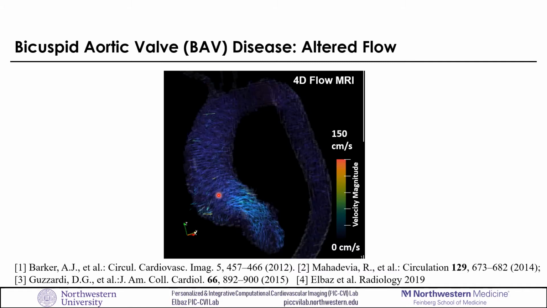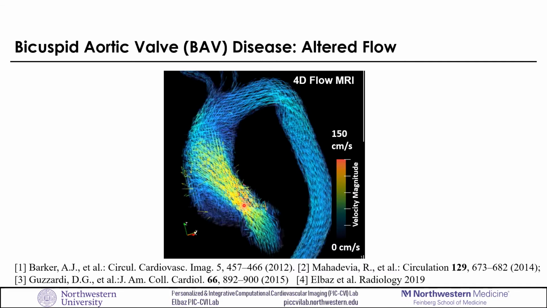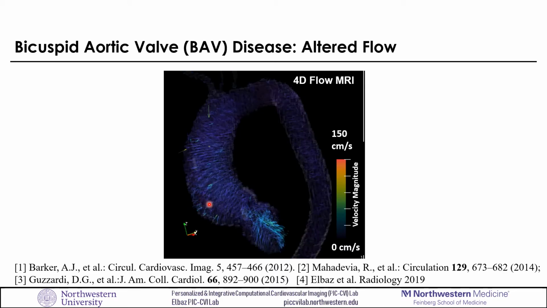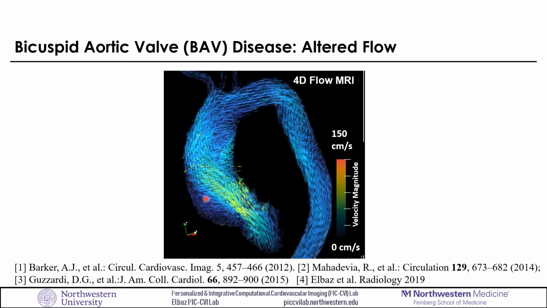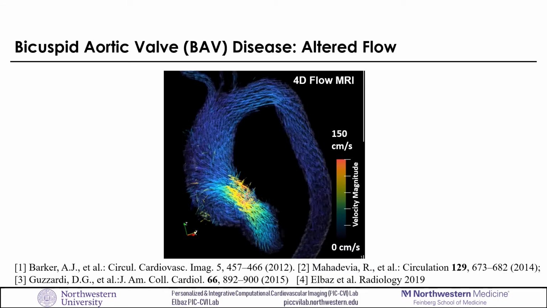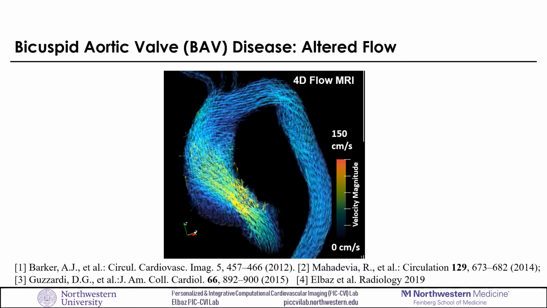For example, it involves multiple complex flow patterns. Here in this patient, we see a flow jet happening together with a vortical flow that's happening over here, as well as helical flow that's happening throughout the aorta. So this is a complex spectrum of flow changes.